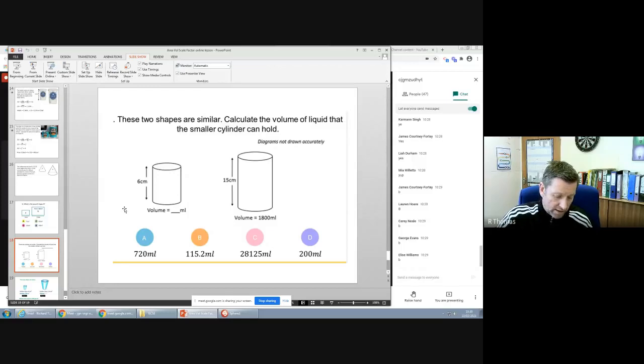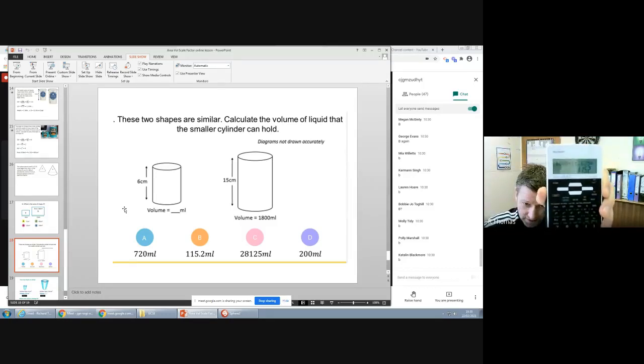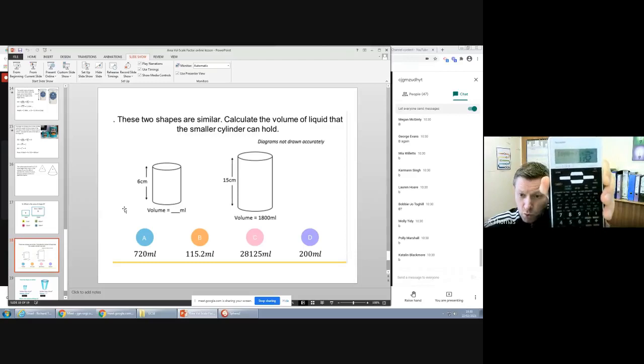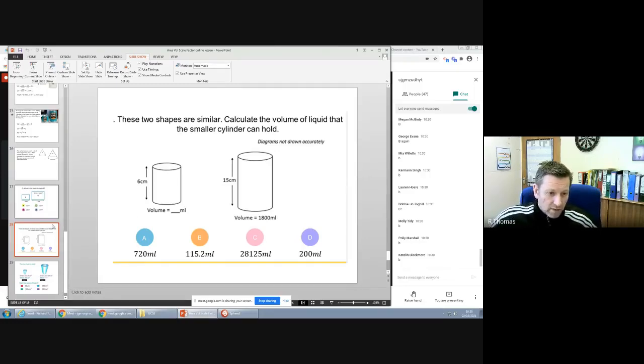I'm going to have to do this one on the calculator. So scale factor is 2.5. I don't know if you can see my calculator, but I've got 115.2, which is answer B. Okay, so the fact that my answer came up was good enough. Very good. Last one then.